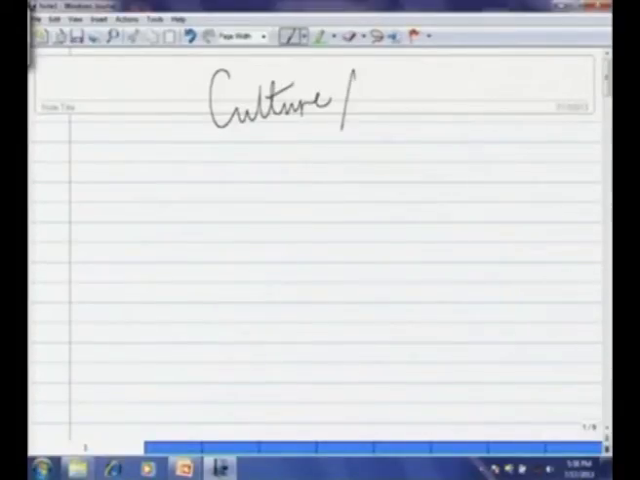Next, we can look at, say, words to do with culture and cultural artifacts.